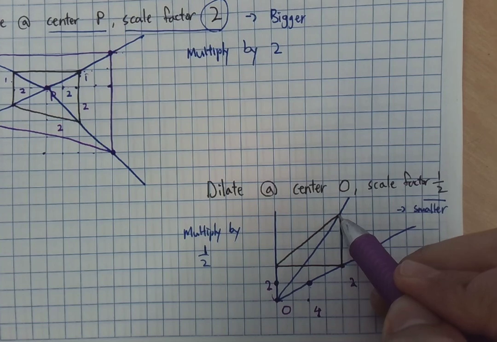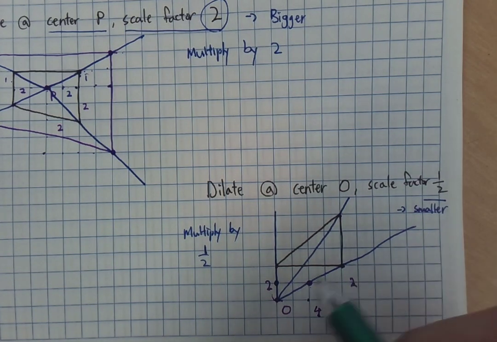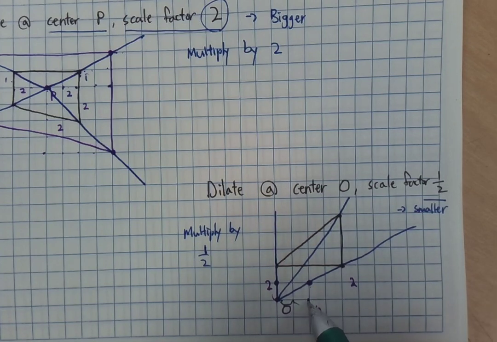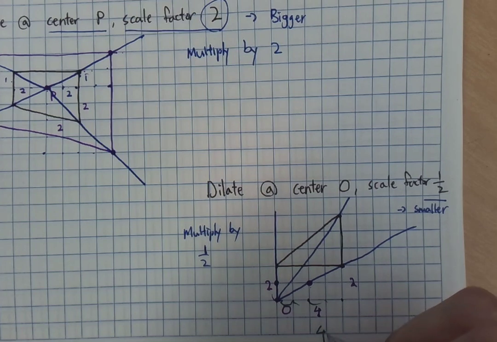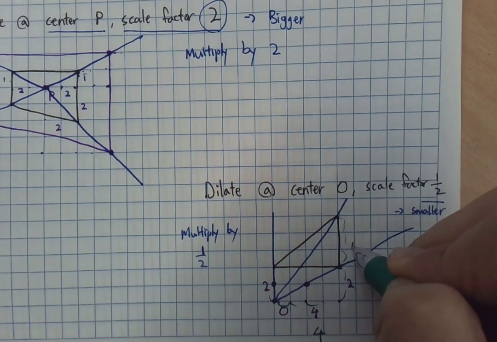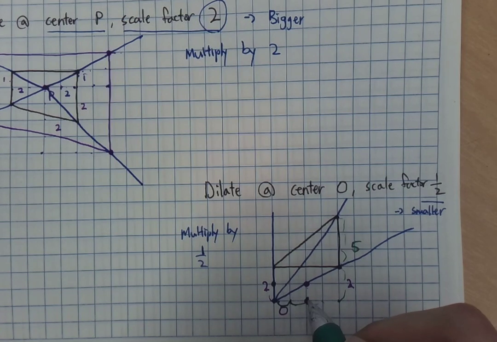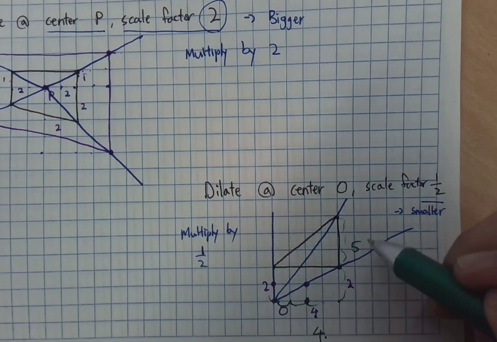Lastly, this vertex. Now this is a little far, so actually count it carefully. So from O to this vertex, I go 1, 2, 3, 4 to the right. 4 to the right. And 1, 2, 3, 4, 5 up. 5 up. So 4 to the right and 5 up. If I multiply 4 times 1/2, which is 4 divided by 2, half of 4, that is only 2 to the right, right? So I go 2 to the right. That's where I stay.